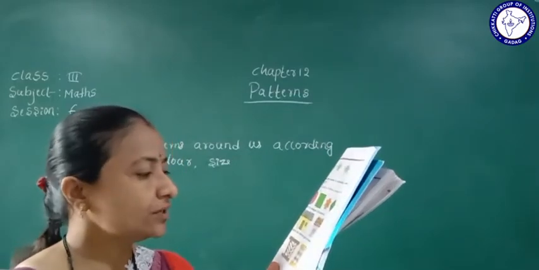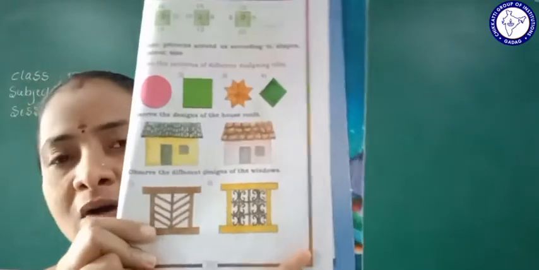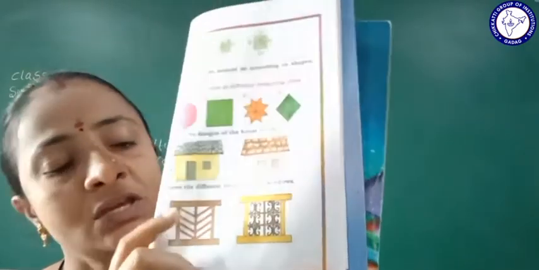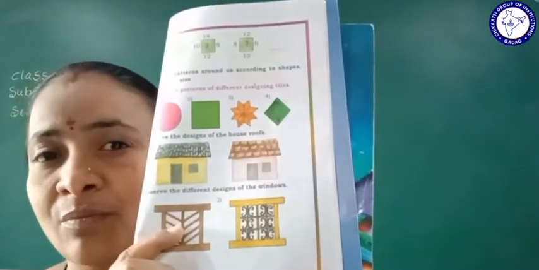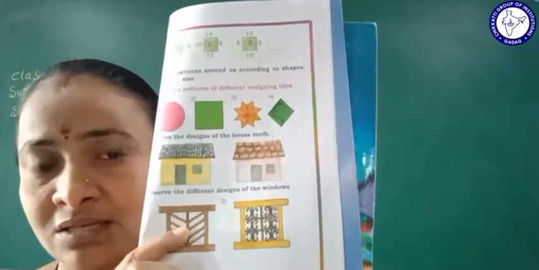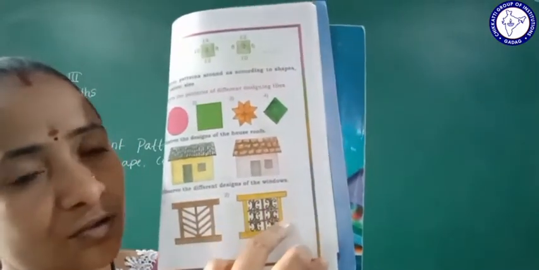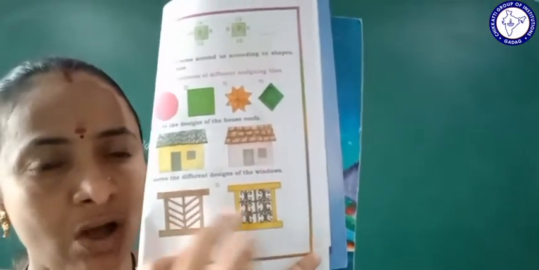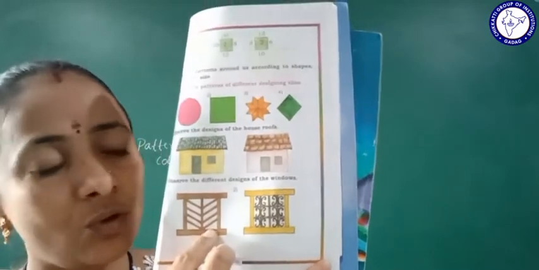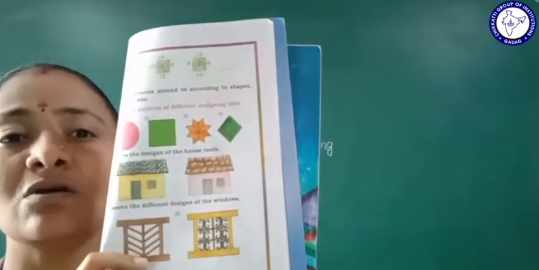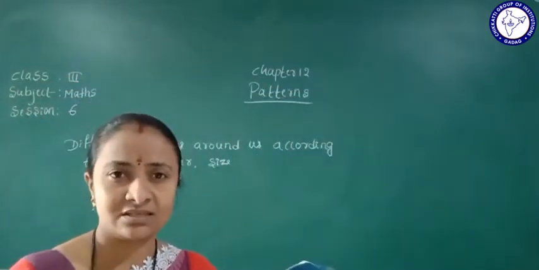Next, observe the different designs of the windows. See, this is a window. In your house window and in your friend's house window, you can observe your house window is different from your friend's house window. Yes, so here see, this is a house window, this is also a house window. So it means the two are the same? No. So the two are not the same. So this is also different, this is also different. Yes, so we can observe the windows also have different designs.